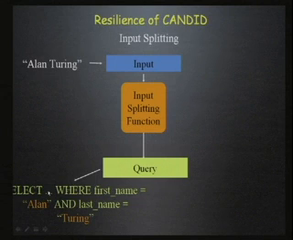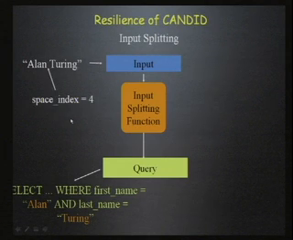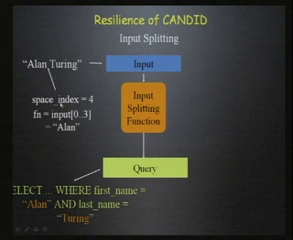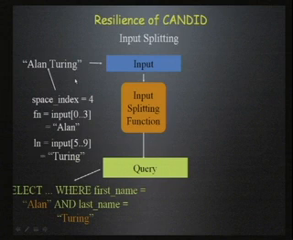So it results in a query where you say select star from table where first name equals Alan and last name equals Turing. Right? Now our candidate input for Alan Turing is going to be a string of maybe 11 A's, right? The place where the space appears is index 4, right? So now the function actually takes the first 4 characters and the last 6 characters.